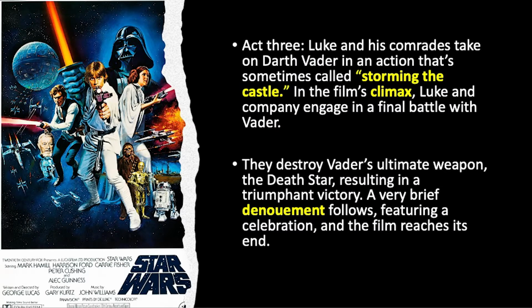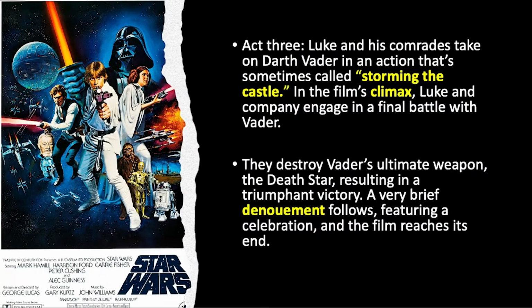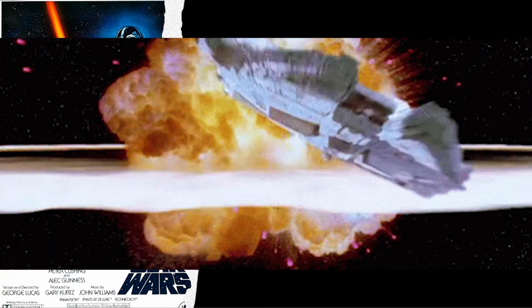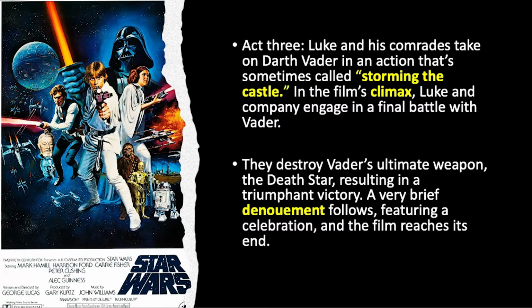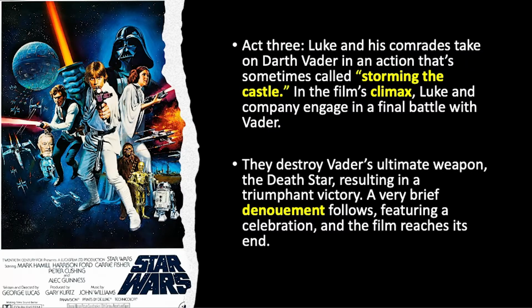In the third act of Star Wars, Luke and his comrades take on Darth Vader in an action that's sometimes called storming the castle. In the film's climax, Luke and company engage in a final battle with Darth Vader. They destroy Vader's ultimate weapon, the Death Star, resulting in a triumphant victory. A very brief denouement follows, featuring a celebration, and the film reaches its end.